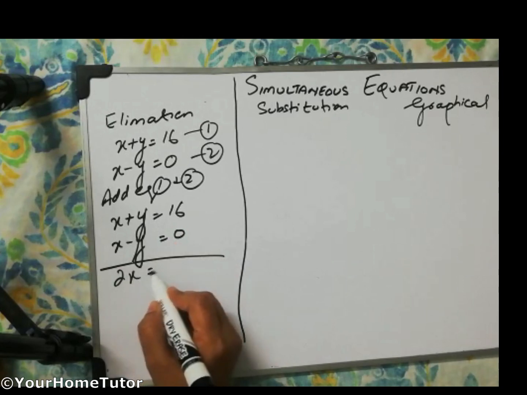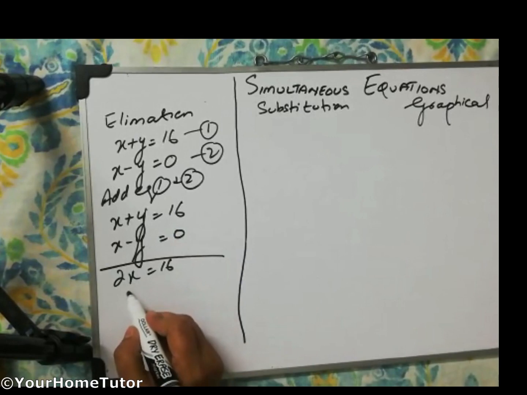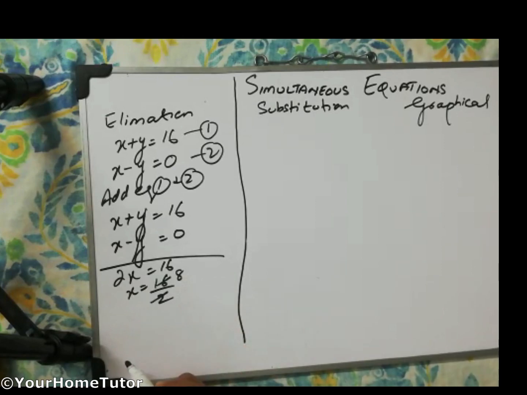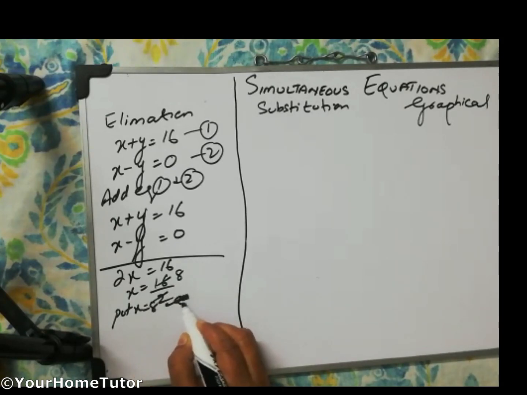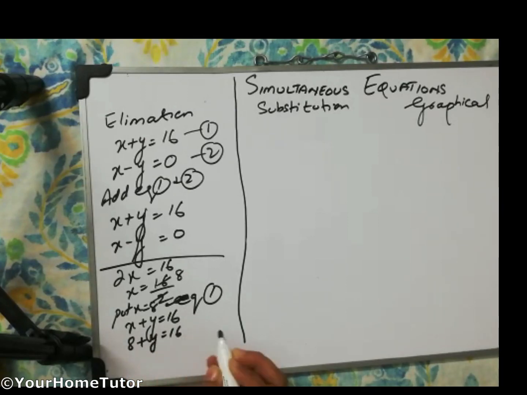Now 2x is equals to 16. X will be definitely, 2 is multiplying. When we shift to the other side, it will divide and it comes out to be 8. Now we have to put this x is equals to 8 either in equation 1 or equation 2. For example, we are putting in equation 1. So x plus y is equals to 16. In place of x, we will write 8. 8 plus y equals to 16.